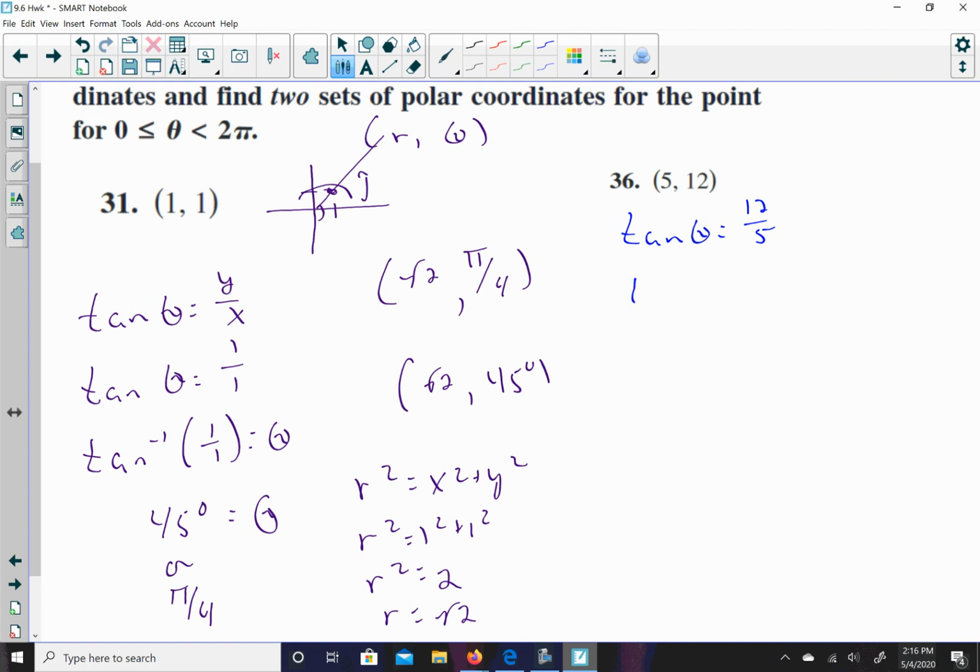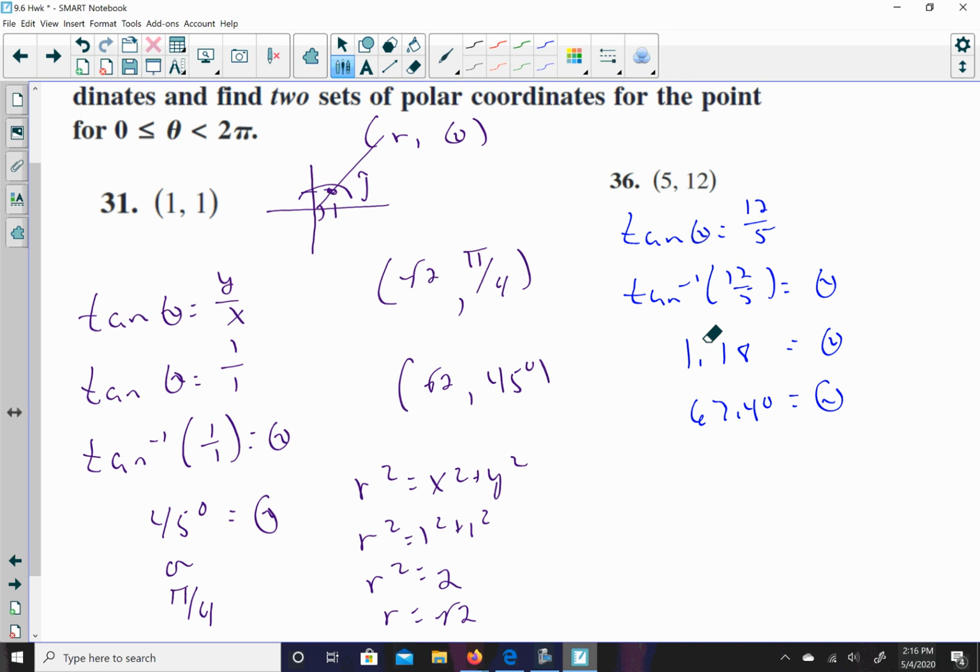So I'm doing the inverse tangent of 12 over 5 on my calculator, and my calculator is going to give me 1.18 when I round it to 2 decimal places. And if I change that to degrees, I get approximately 67.4 degrees.